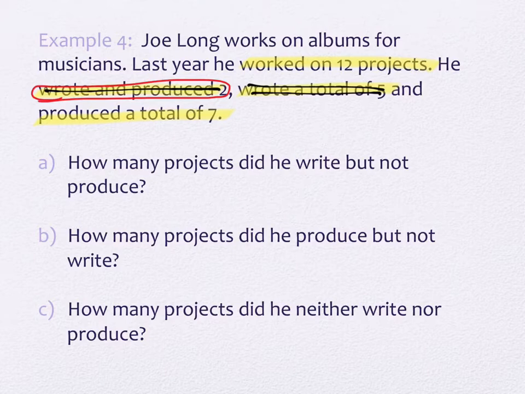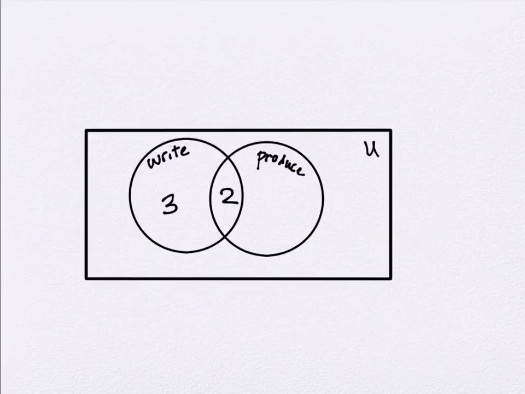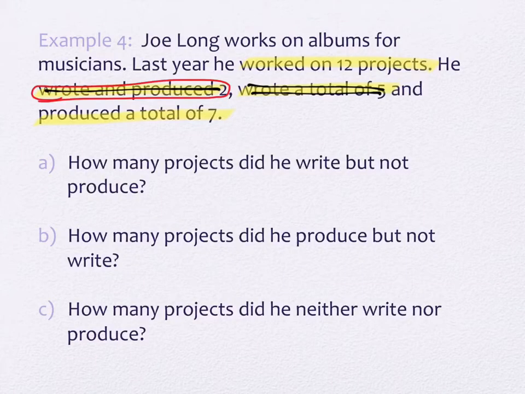Produced a total of 7. He produced 7. So the produced circle on the right-hand side has to be a total of 7, which means it's currently missing 5. So now the whole produced circle is 7. And we've taken care of the produced total of 7. So there's only one piece that's highlighted still that we haven't dealt with. It says he worked on 12.